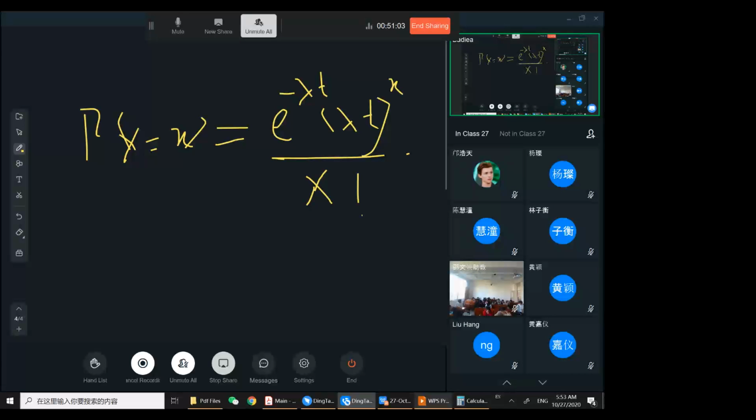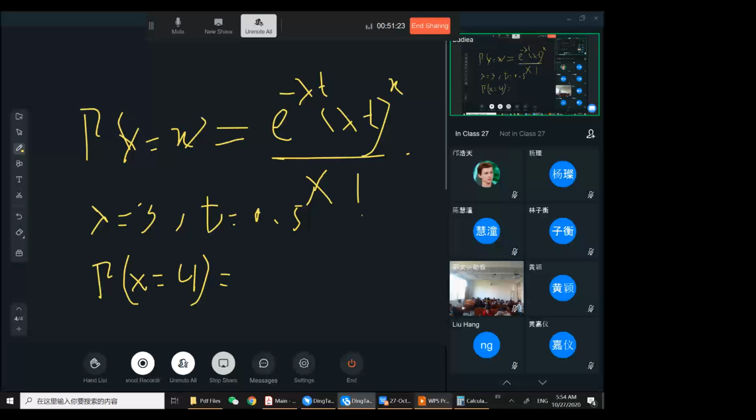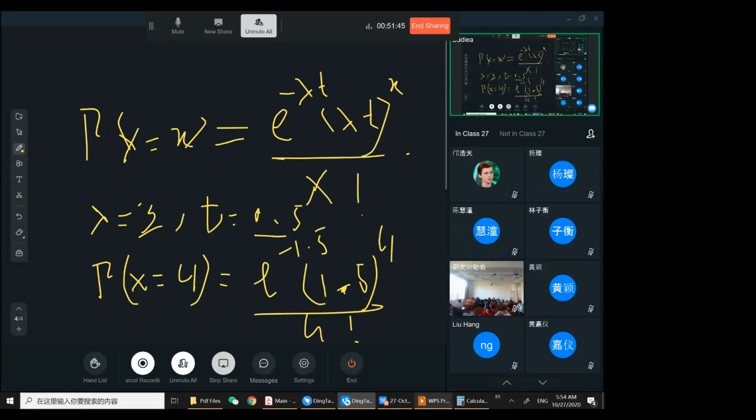Simple. You have lambda equal to 3, you have time equal to 0.5, and you have to find x equal to 4. Now it's easy for you to put the values of 3 and 0.5 here. So 3 times 0.5 is lambda t, which is 1.5, right? So e power minus 1.5 and 1.5 power x, which is 4, divided by 4 factorial. So that's how you use the Poisson distribution and you get the value.